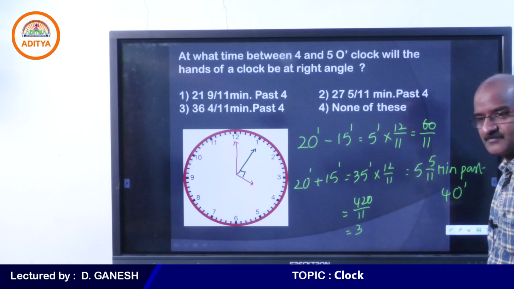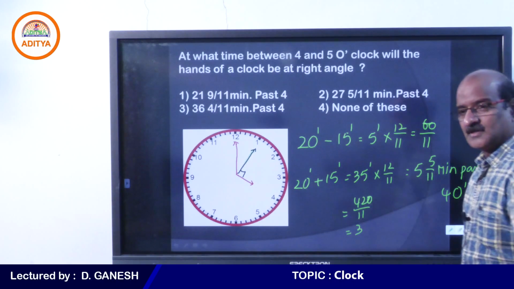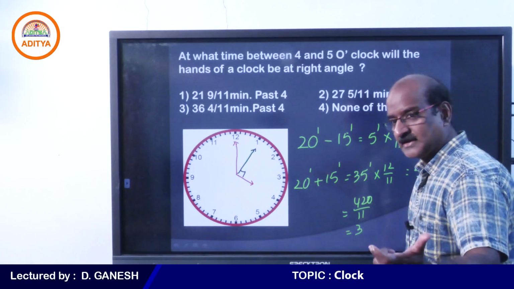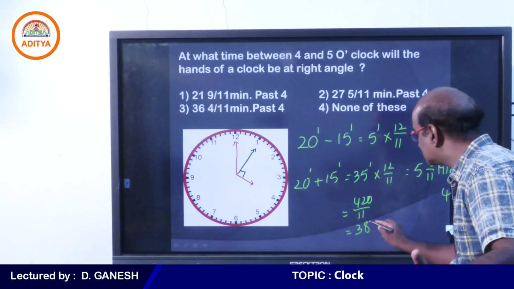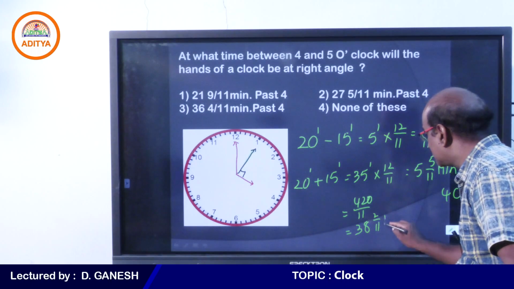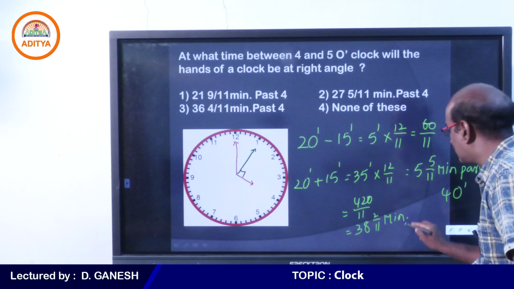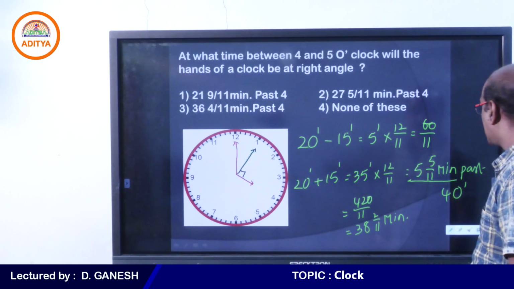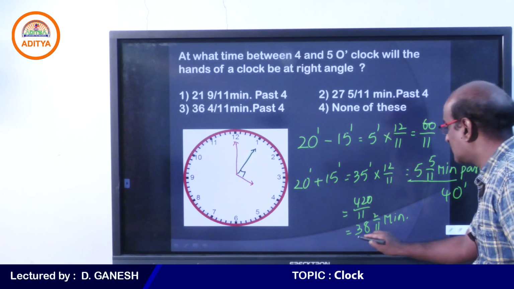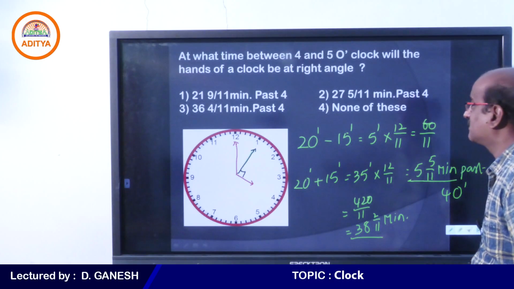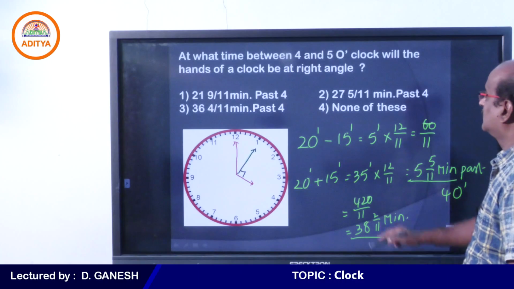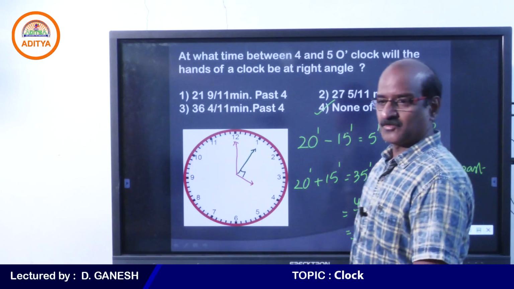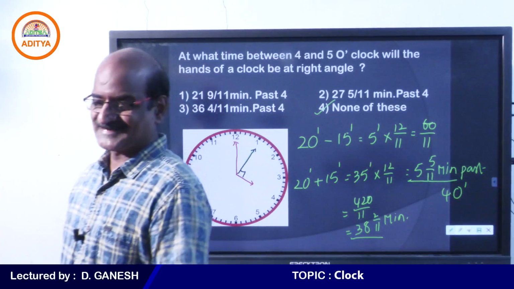Therefore, 420 by 11. How many times does it cancel? 3 times, 33. 42, we know 33 is removed. So how much are we left with? 90. So 90 means 8 times. So it happens at 2 different times. One is 5 by 11 minutes past 4 o'clock, or else 38 2 by 11 minutes past 4 o'clock. Unfortunately, we are not given either of the answers. Therefore, we can go for none of these.